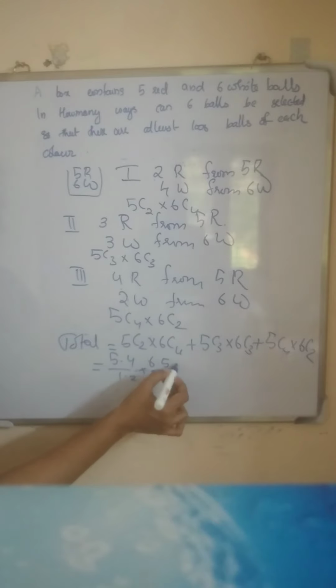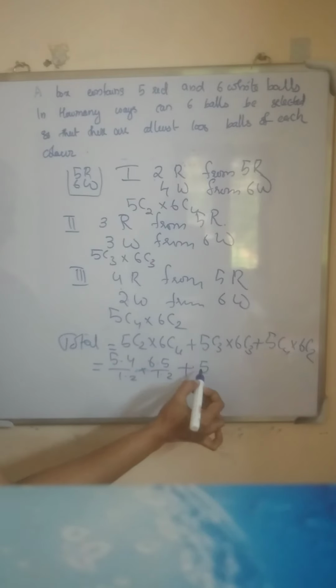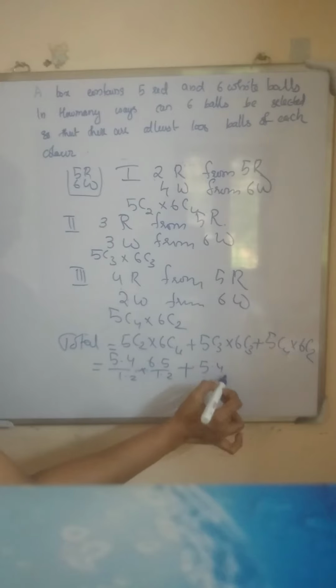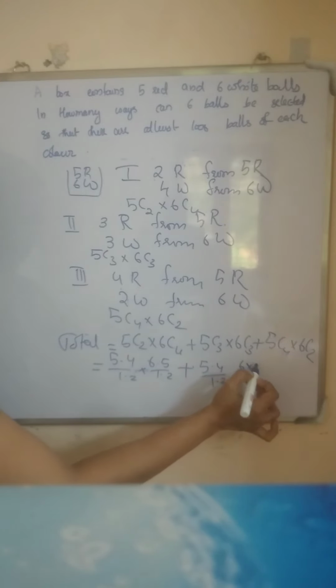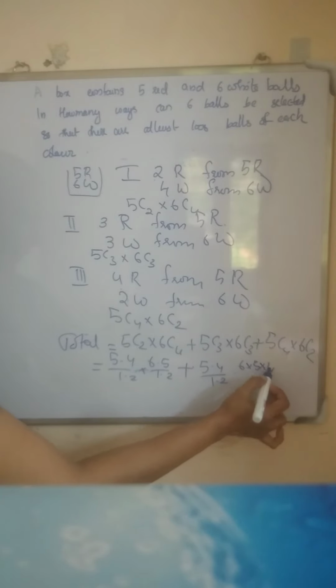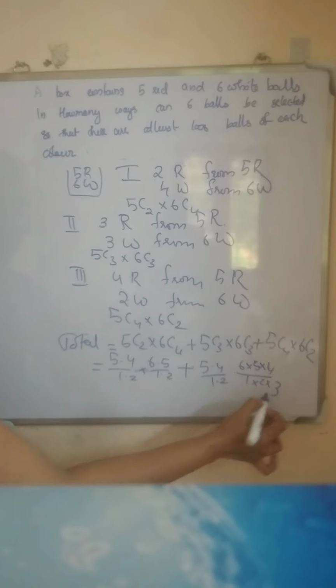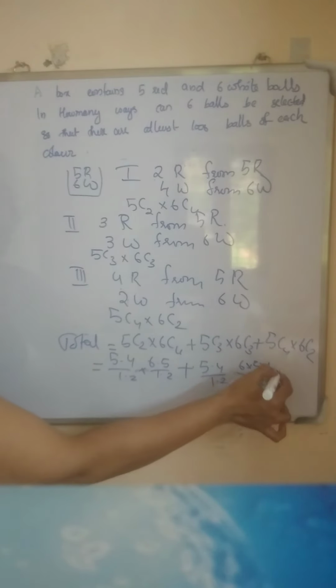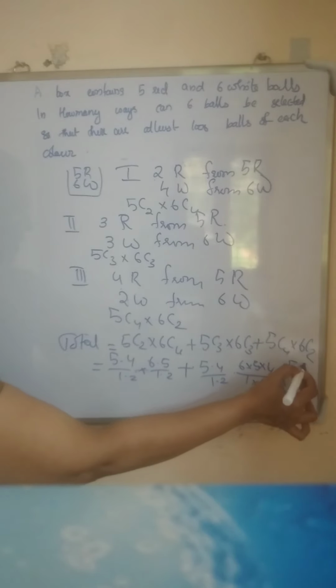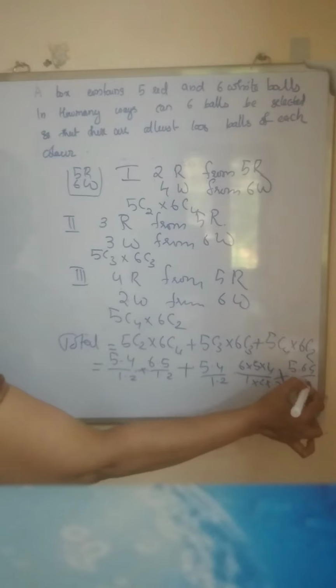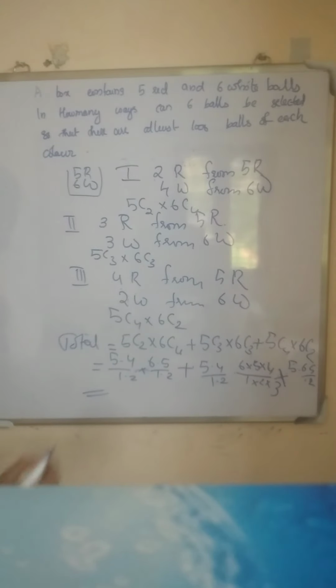6C4 is same as 6C2, plus 5C3, which is 5C2. So that is 5 into 4 by 1 into 2, into 6C3, that is 6 into 5 into 4 by 1 into 2 into 3. What is 5C4? 5C4 is again 5C1. So 5 into 6C2, which is 6 into 5 by 1 into 2. So the total is 425. Okay.